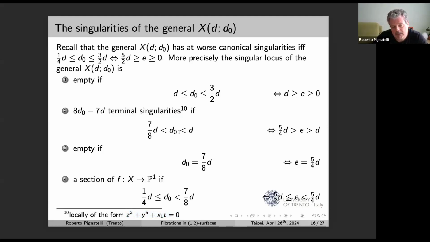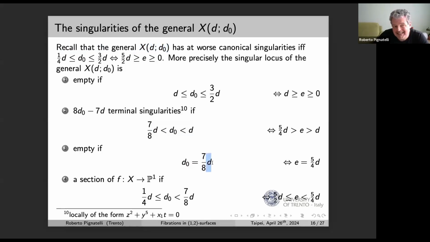points is maximal when D0 is near to D. So it's 8D0 minus 7D. So if D0 is near to D, you have a lot of them. As soon as D0 goes down, down, down up to 7/8 of D, they become smaller and smaller. When D0 is exactly 7/8 of D, magically you get no singular points anymore. So for D0 equals 7/8 of D, the general X is smooth.